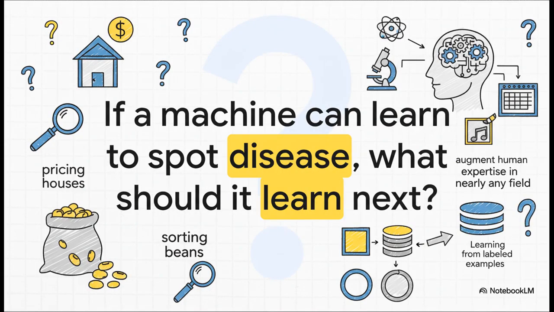And that really brings us to the final amazing thought here. This stuff is not just about pricing houses or sorting beans. This is a tool that can amplify human intelligence in pretty much any field you can imagine. This ability to learn from examples is changing our world. And it really leaves us with one massive question. What important patterns should we teach our machines to look for next?